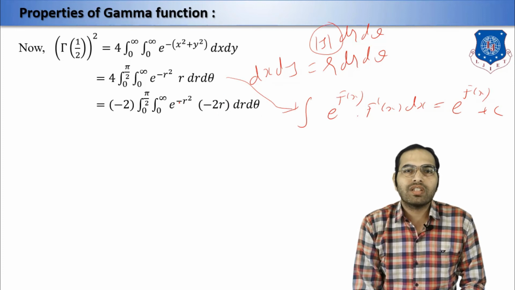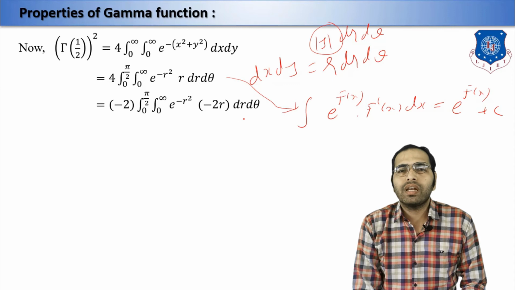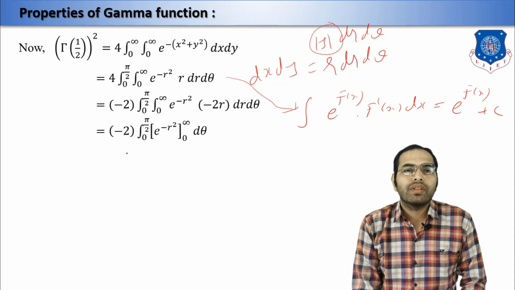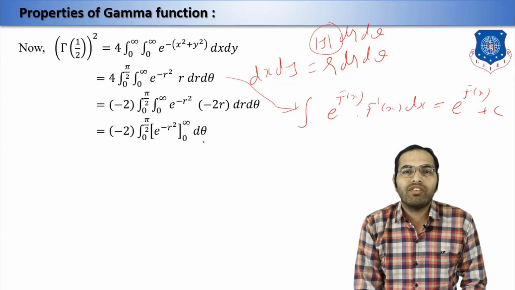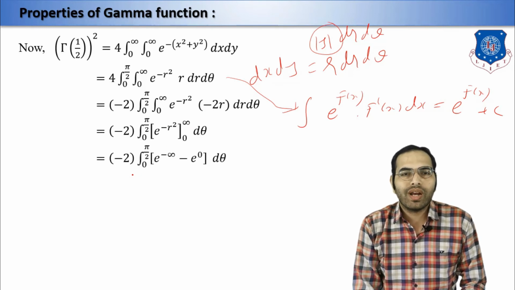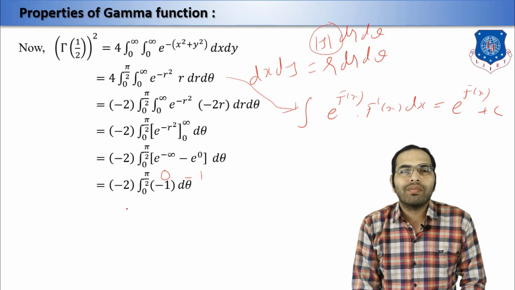Firstly integrate with respect to r, then after that integrate with respect to theta. That means minus 2 integral 0 to pi by 2 e raised to minus r square, where r varies from 0 to infinity, d theta. Then substituting the limits, upper limit minus lower limit, that will give you minus 2 integral 0 to pi by 2 e raised to minus infinity minus e raised to 0 d theta. E raised to minus infinity is 0, e raised to 0 is 1, then minus minus plus, that means 2 integral 0 to pi by 2 1 d theta.